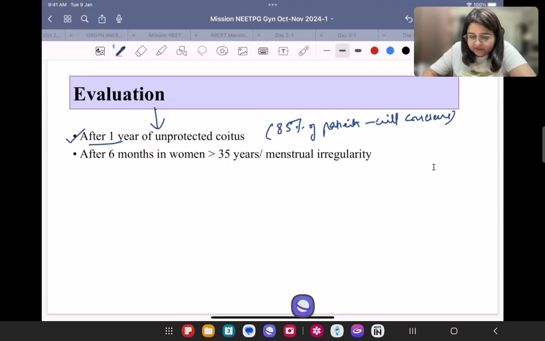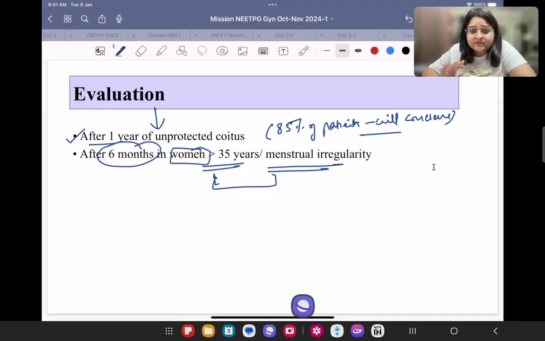Okay, it is not necessary that they will conceive in the first cycle. Questions come on this. So nothing to worry, just reassure. But if the patient is more than 35 years, this is if the woman, not the man. If the woman is more than 35 years, or if she has a menstrual irregularity, then we start evaluation after 6 months of unprotected intercourse.